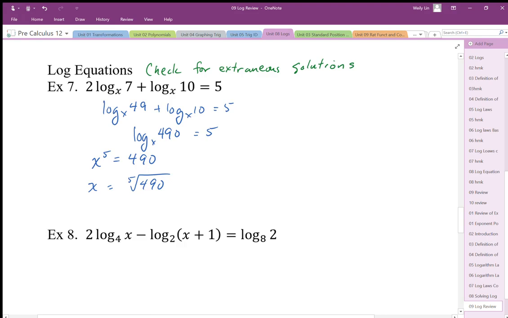Okay, we have to check, can that root be possible? Well, what are my restrictions on my base? It can't be 0, can't be negative, can't be 1. Okay, those are neither, so that is a perfectly good solution.